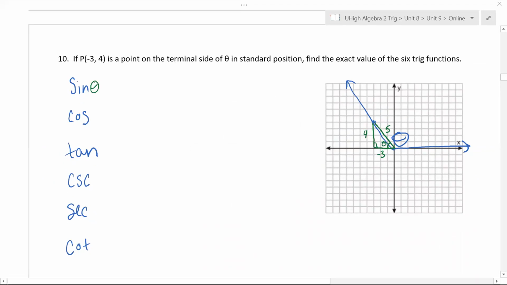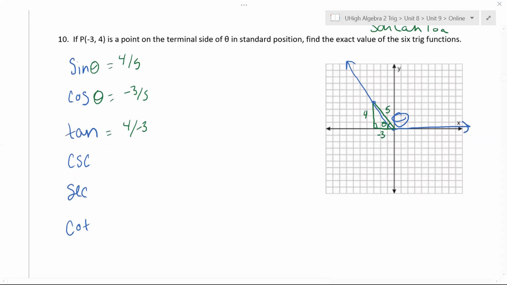I'm going to write my SOHCAHTOA up here just so that we don't forget it. SOHCAHTOA: sine is opposite over hypotenuse, so I'm going to have 4/5. The cosine is adjacent over hypotenuse, so -3/5. Tangent is opposite over adjacent, so 4/-3. And this is again of my theta, and I'm just going to write theta in for all of these.